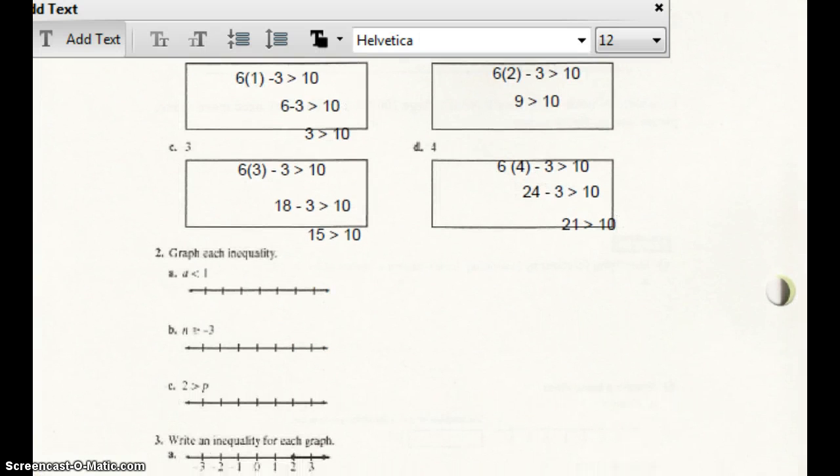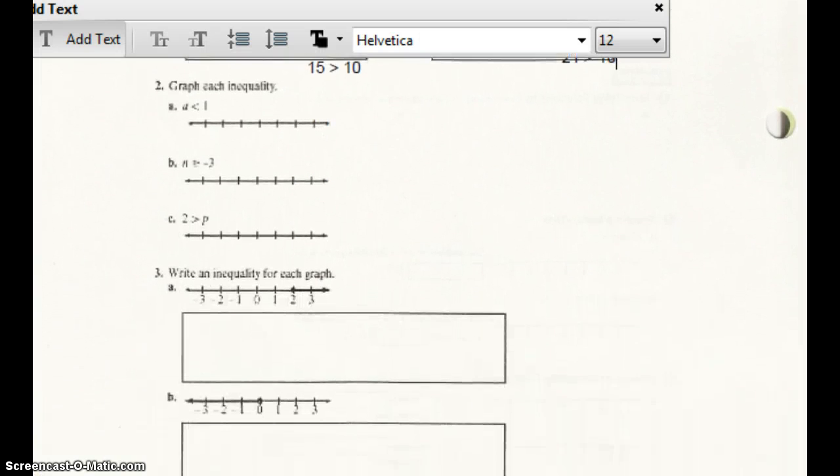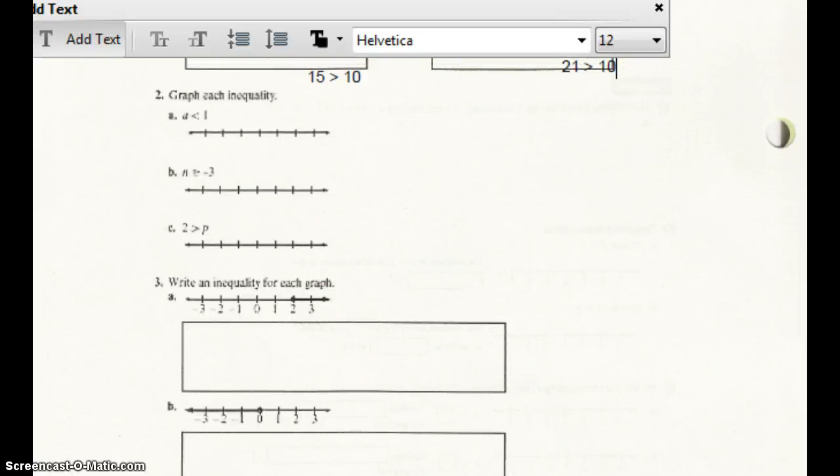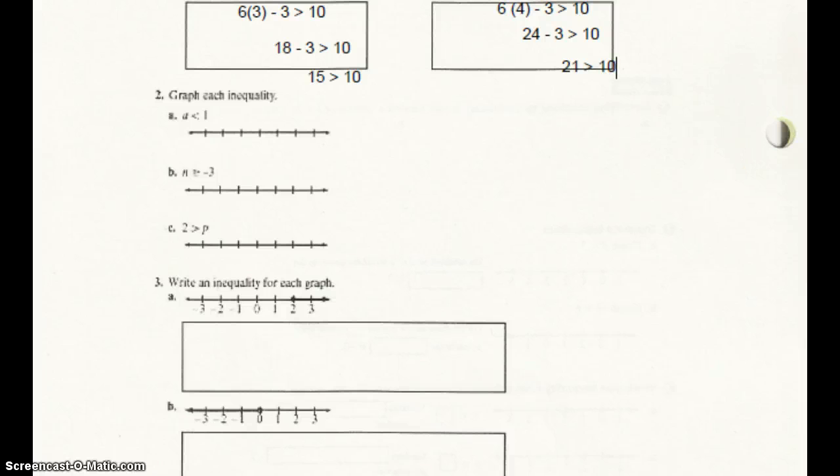So we can practice this on the next page here. The problems are down here. I want you guys to take this time and pause the video once again and try these problems on your own. If you make mistakes, that's okay, because we're going to come back and I'm going to demonstrate them for you.